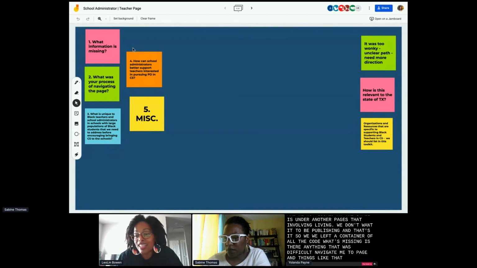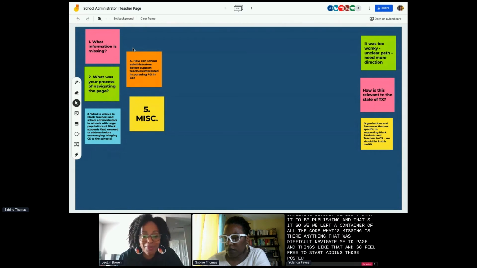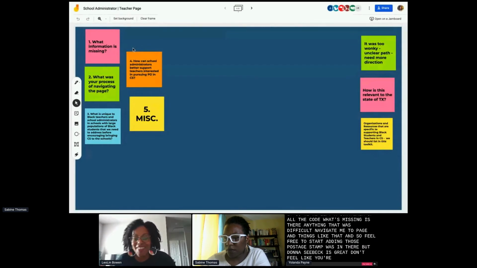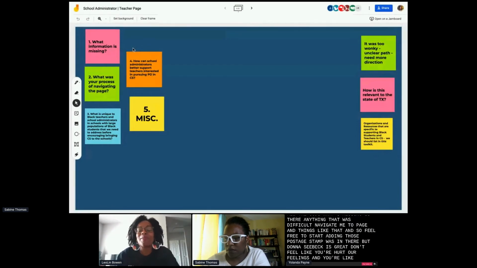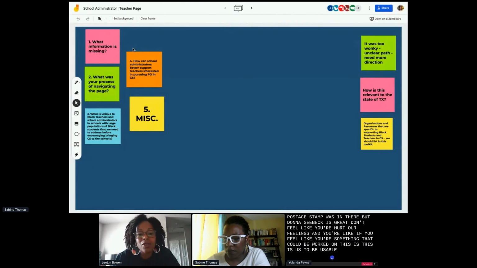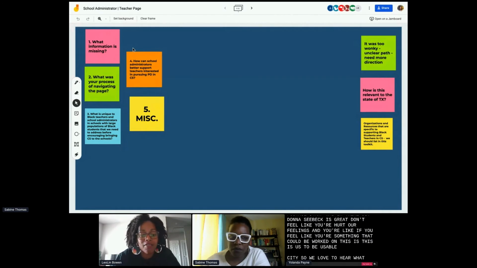So feel free to start adding those Post-it notes in there. We put a couple of sample ones in there, but we love your feedback. And honest feedback is great. Don't feel like you'll hurt our feelings if you feel like there's some things that could be worked on. We want this to be usable. We want this to be helpful and valuable to this community. So we'd love to hear what you all have to say.